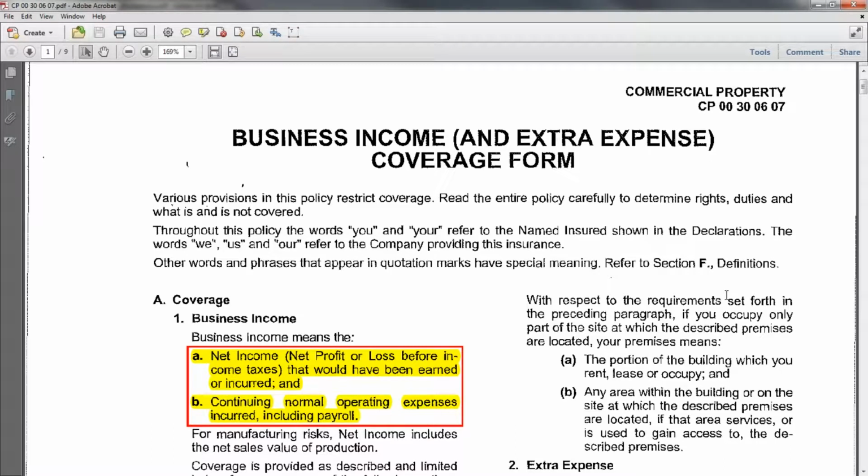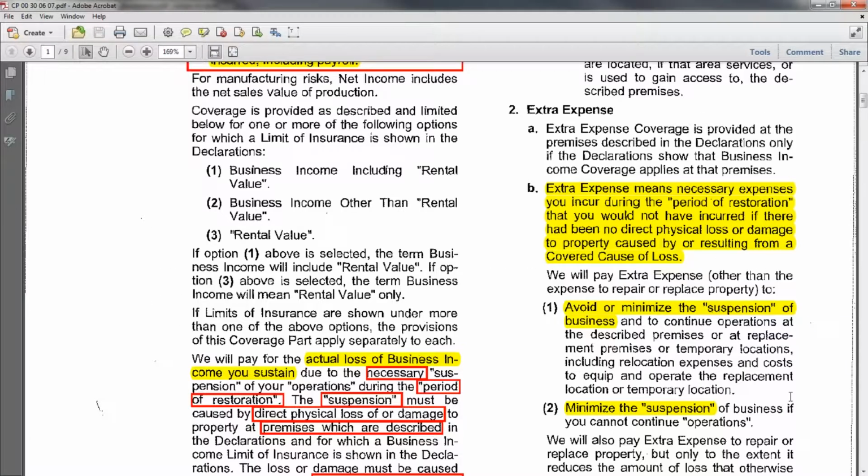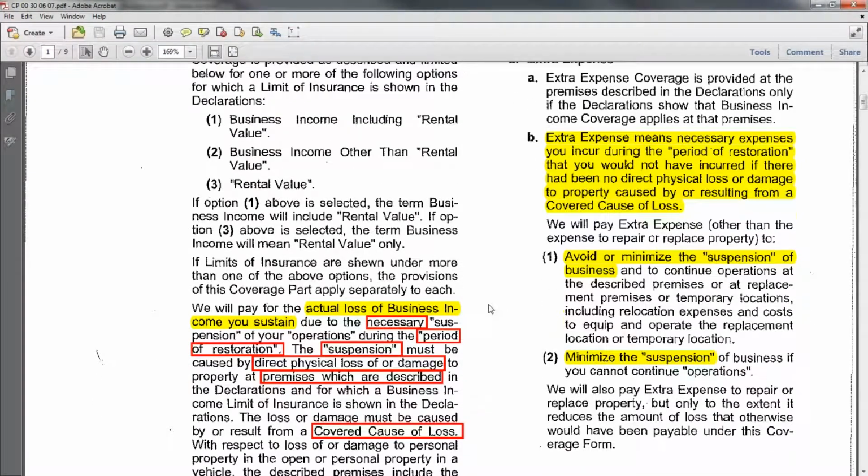So let's talk about what an extra expense is. Obviously, many businesses that have a business interruption are going to incur expenses over and above normal. However, this is a defined term in the policy as well. The policy defines extra expense as meaning the necessary expenses you incur during the period of restoration that you would not have incurred if there had been no direct physical loss or damage to property covered by or resulting from a covered cause of loss.